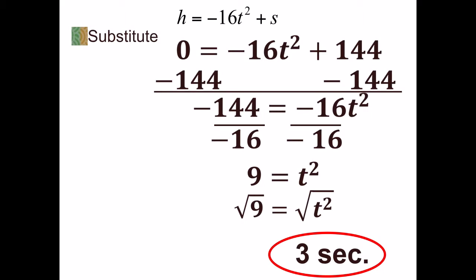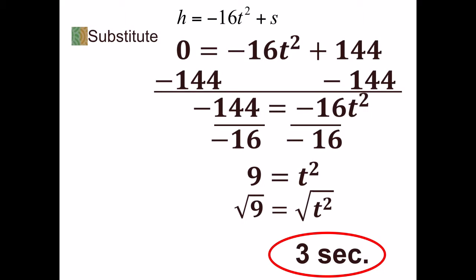But normally, if it were a normal math problem and I just gave it to you, 0 equals negative 16t squared plus 144, your answer would be plus or minus 3. But in this case, it's only a positive 3 because in real life, time only goes forward. It doesn't go backward, unfortunately.